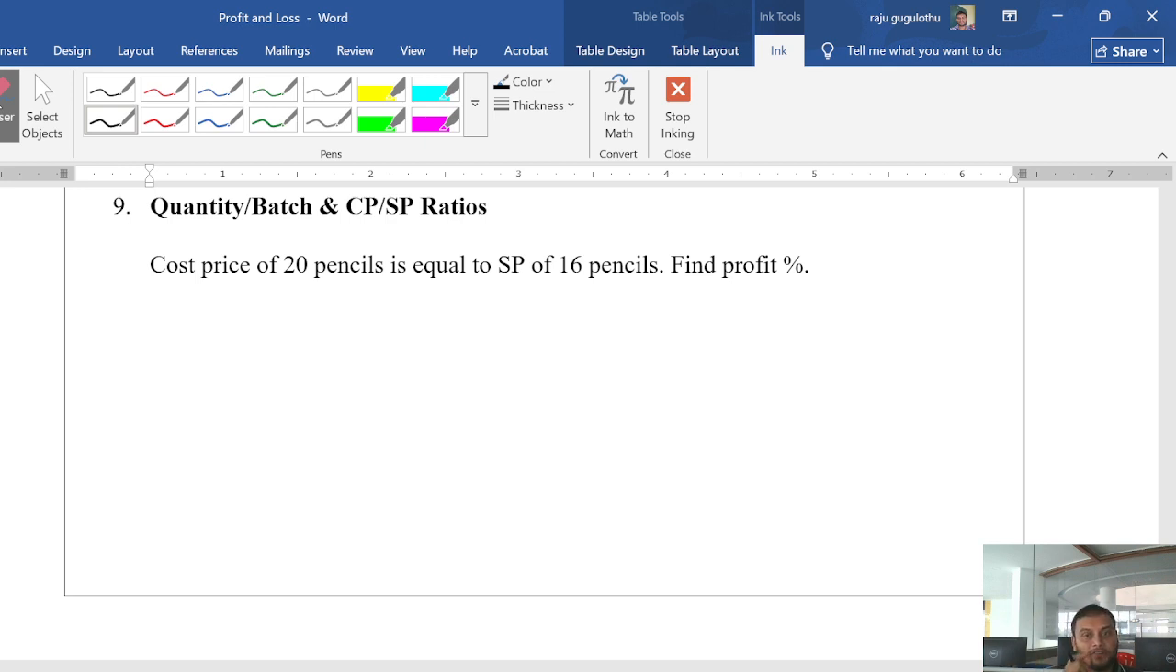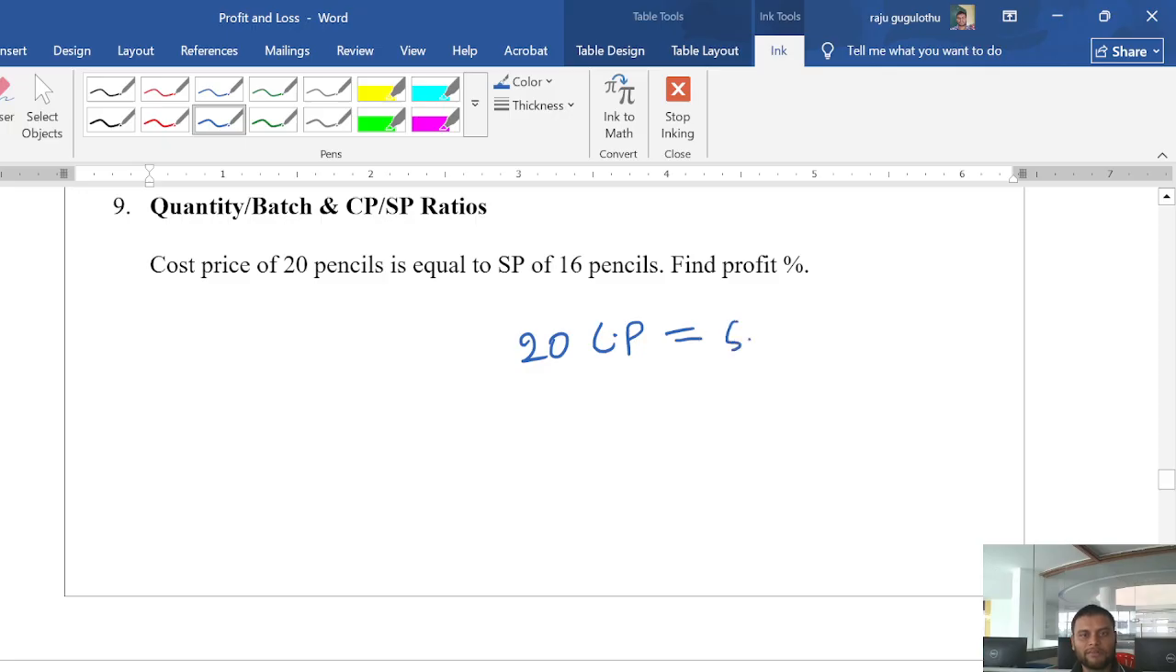Clearly, you are going to observe profit in this situation, and we are going to answer this question with the concept of ratios. Look here, 20 pencils cost price, CP, is equal to selling price of 16 pencils. So write the statement as it is, and we can write cost price by selling price ratio is equal to 16 by 20. You can cancel the ratio or you can keep it like this also, no issues.